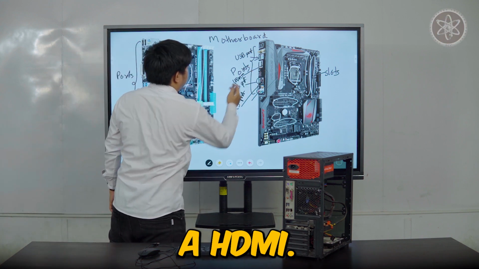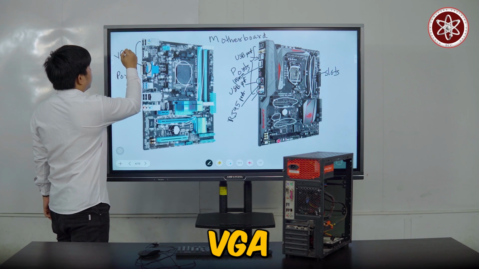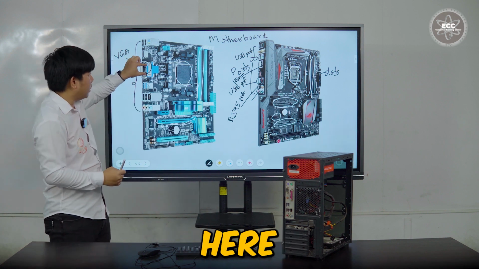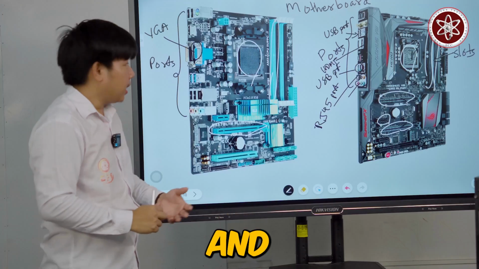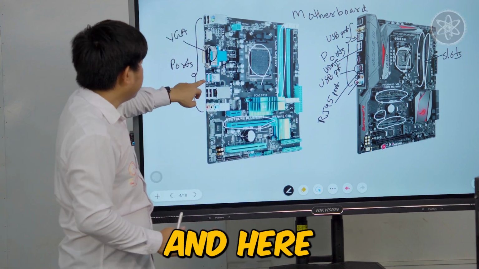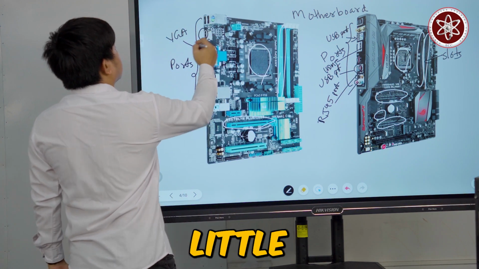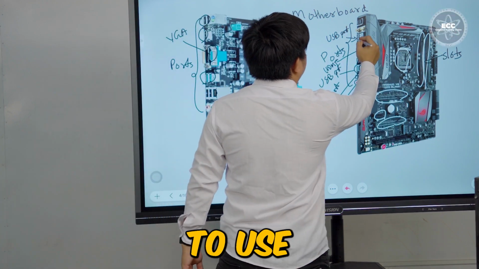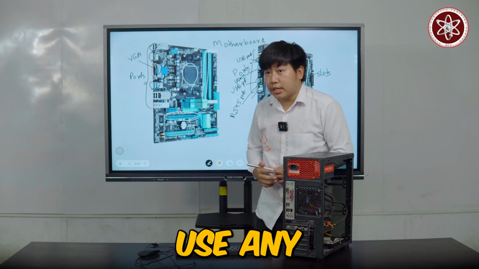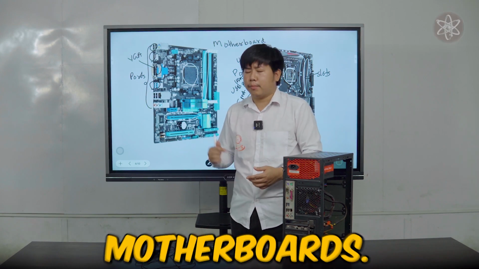Here, there's an HDMI. In olden days, they used VGA. This is called a VGA port. So we plug the VGA cord in here and plug it into the display. And that's how it works. But now we use HDMI. And here you will see two USB ports, here two USB ports. And here there's a little HDMI and two USB ports here, two USB ports here. So there are some similarities. And we could use any case that we want to install different CPU motherboards.